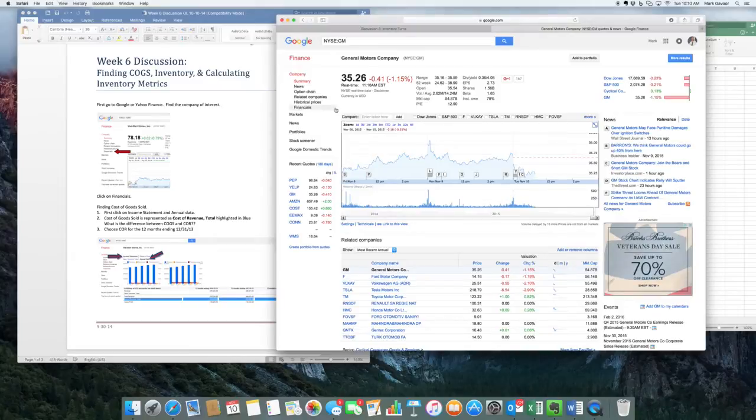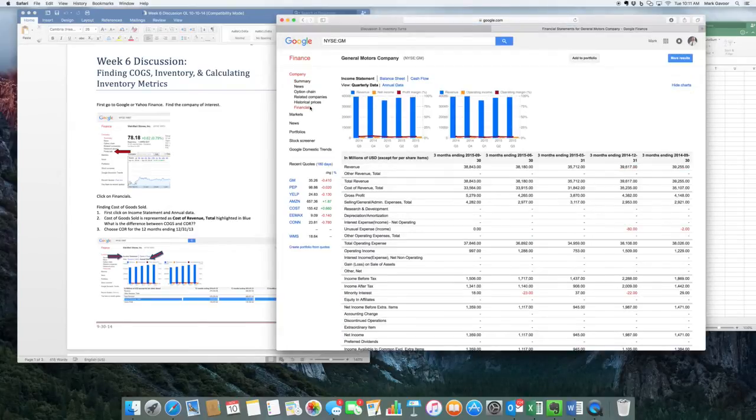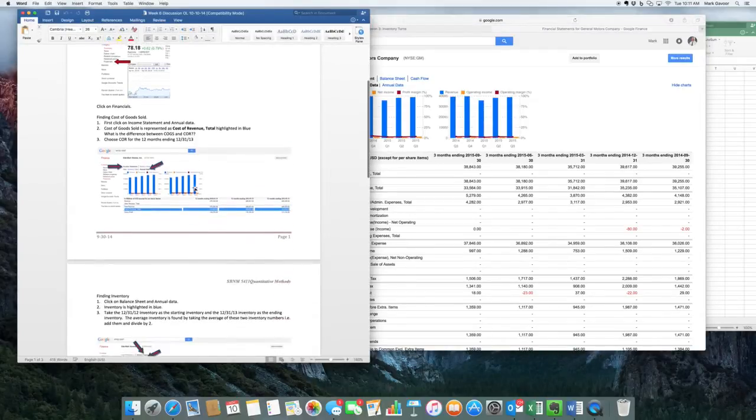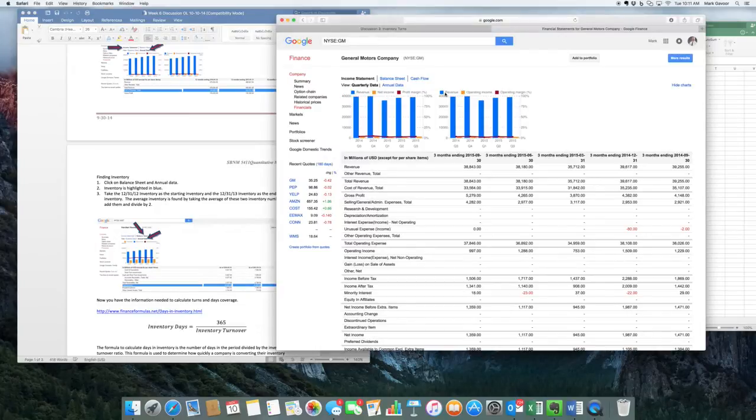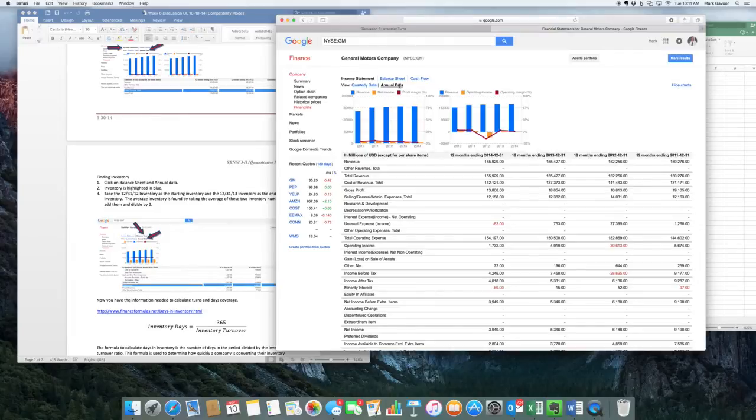There's my General Motors homepage for their stock. I'm more interested in financials, so I'm going to go to the financials. And you can see on the instruction sheet, that's exactly where I want to be. I want to make sure that I'm looking at what? Right now they have a 3-month. I want to look at annual data. So I've got to go to here, click annual data, and I'm fine with the income.